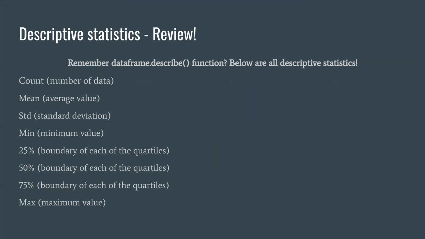we would be able to, for pandas, use the DataFrame.describe method. And what that returns is count, mean, standard deviation, min, the first quartile, second quartile, and third quartile, and maximum value. So count represents the number of data.